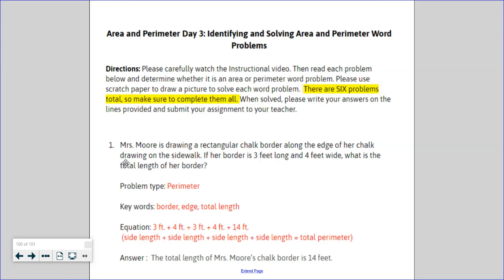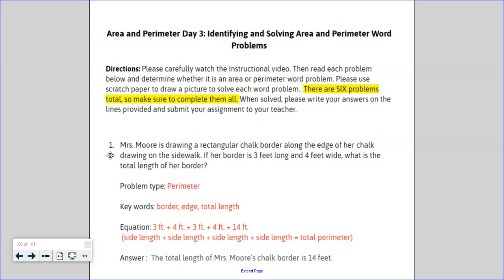This is a picture of the first page of your assignment. It might be in Google Classroom. It is also page 13 in your packet. And so this is a model, this is an example to show you what you're going to do. I did highlight on it. There are 6 problems total to make sure to complete them all. Sometimes the problems loop onto the next page, and so kids forget to do them. Make sure you do all 6 problems, okay?